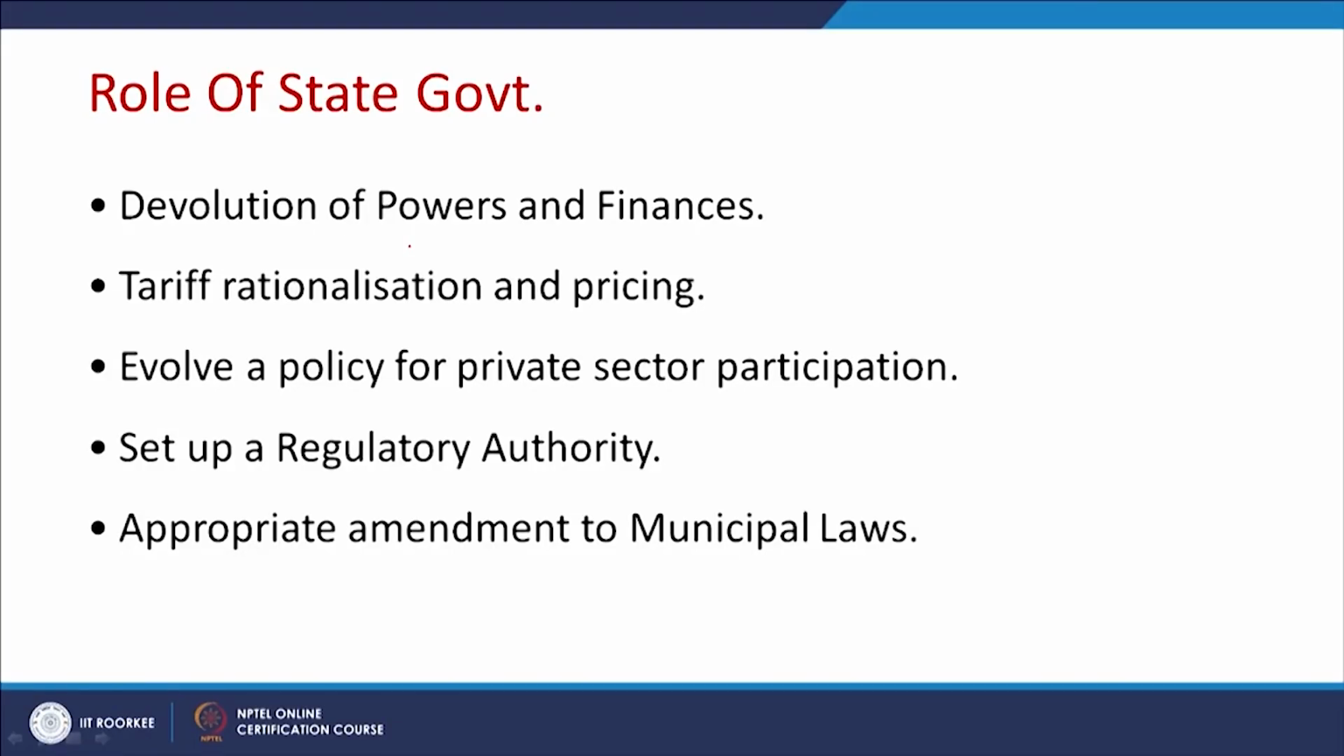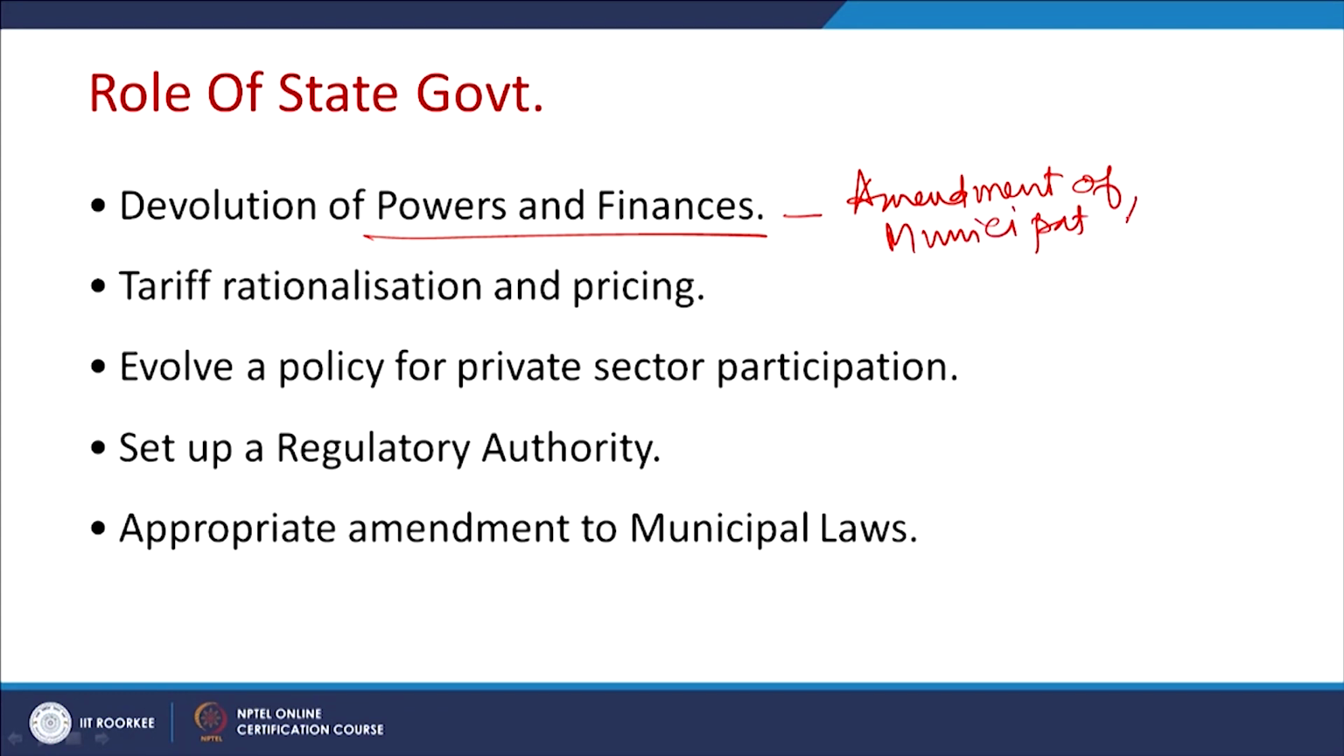Next, the role of the state government: the devolution of powers and finance through amendment of the Municipal Act, tariff rationalization and pricing, evolving a policy for private sector participation, setting up a regulatory authority, and appropriate amendment to the municipal laws. So, these are the possible roles and actions of the state government.